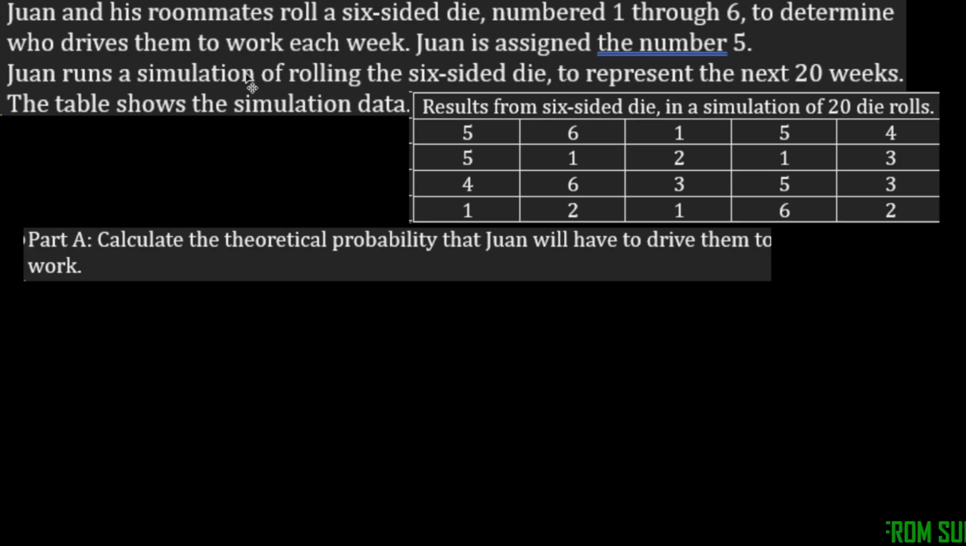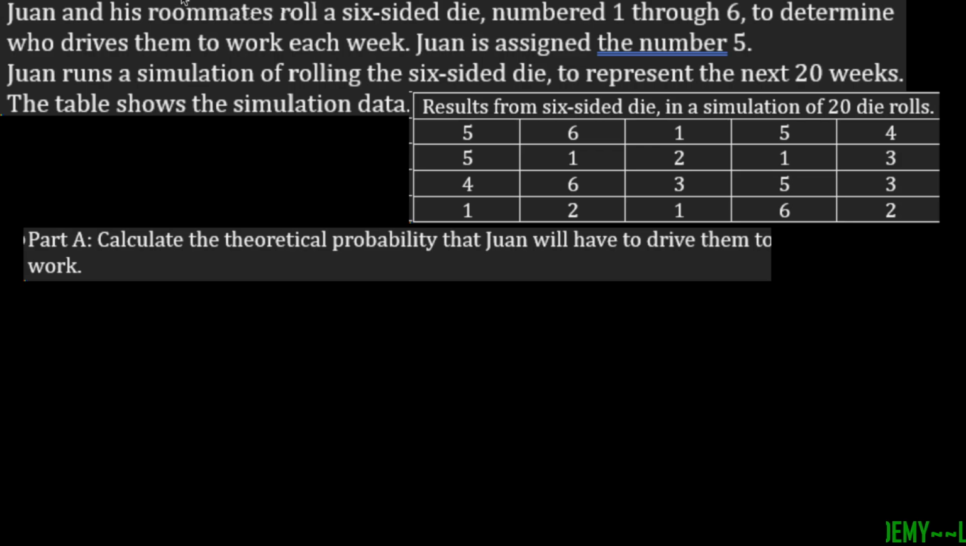Juan runs a simulation of rolling the six-sided die to represent the next 20 weeks. The table shows the simulation data, the results from the six-sided die in a simulation of 20 die rolls. So this is what they got when they rolled the die 20 times, just recorded in a table. In part A, it says calculate the theoretical probability that Juan will have to drive them to work.